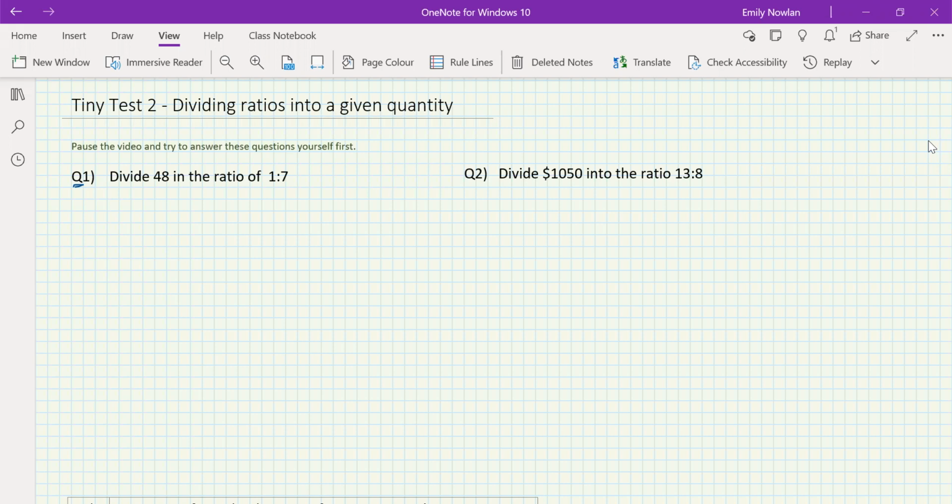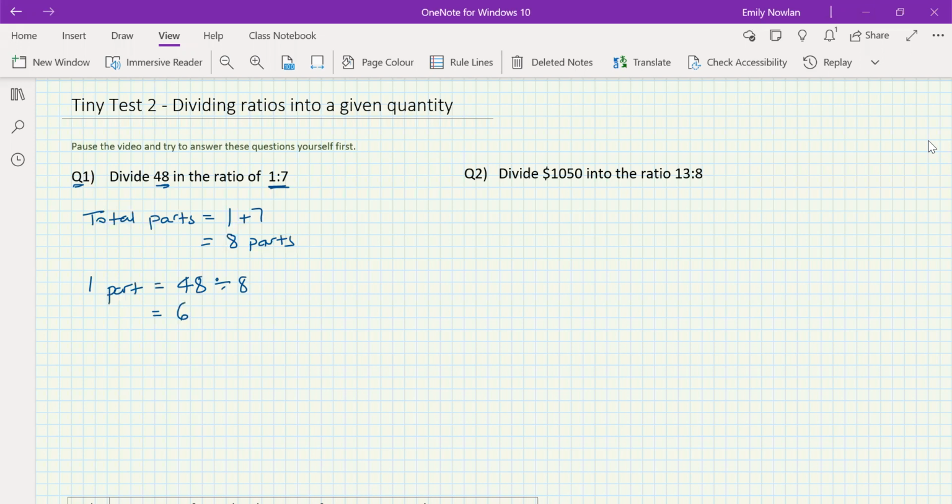Okay, when we're dividing things into the ratio 1 to 7, we need to think about how many parts we're talking about. We're talking about 1 plus 7, which is 8 parts. That's the total parts. Now, one of those parts is going to go to one side and 7 parts to the other. So what's one part? Well, if 8 parts represents the 48, we need to go 48 divided by 8 to work out what one part is, which is 6.